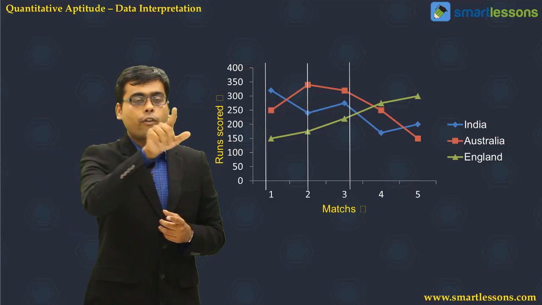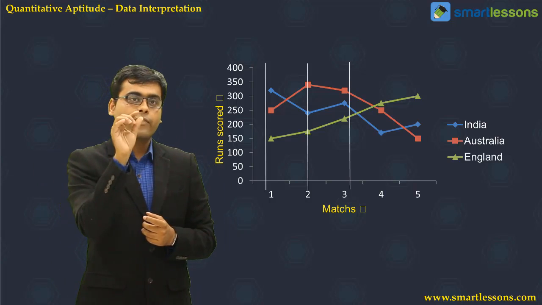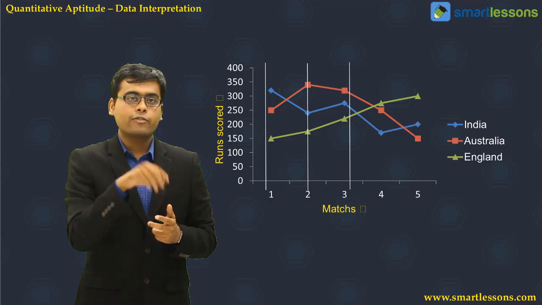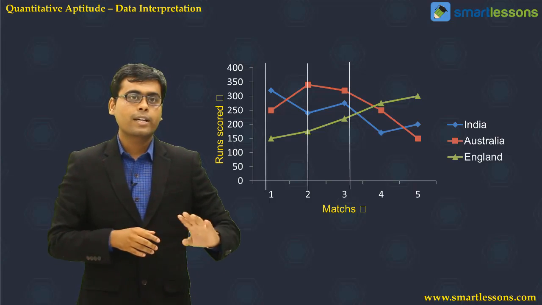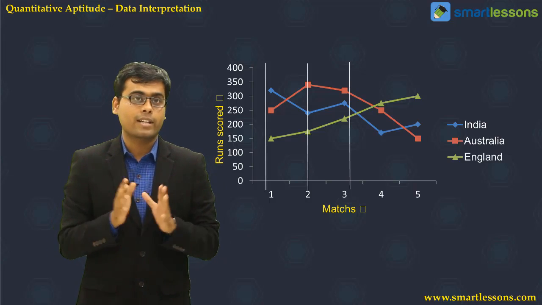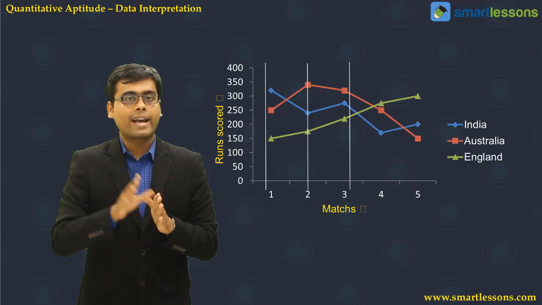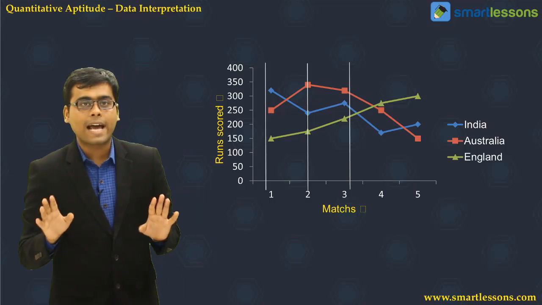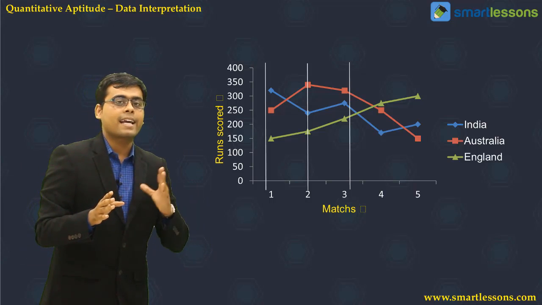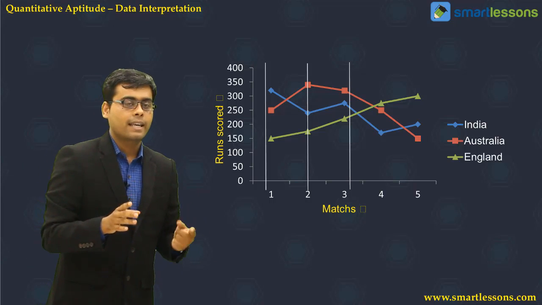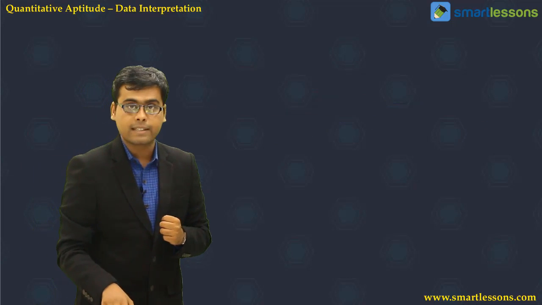So, third one. For fourth it is very, very small. It is the smallest. The gap is smallest. So it means this is the lowest difference. And for match 5, again it is appreciable. So as you can see, the second lowest difference is in match 3.